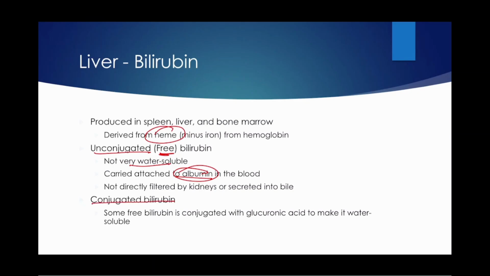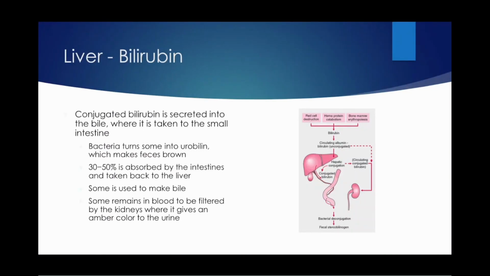The conjugated bilirubin is bound to glucuronic acid. And when that binds together, it makes it water soluble. And because it's water soluble now, where can it go? Into the kidneys. And that's what gives the amber color of your urine. It's just the bilirubin left over, among other things.